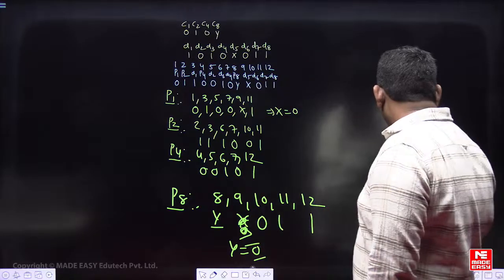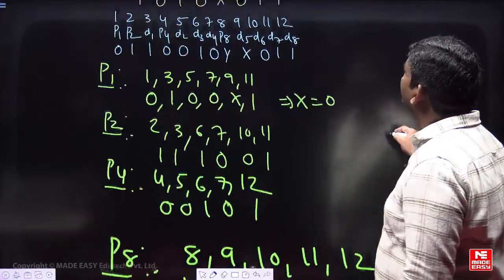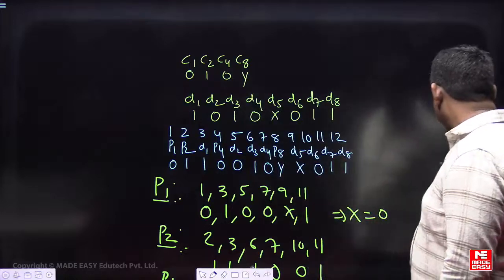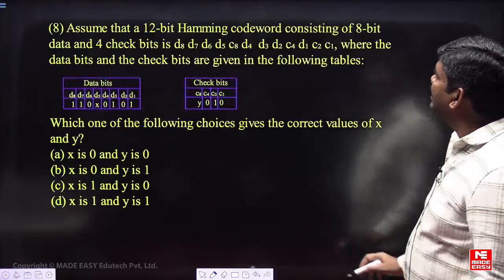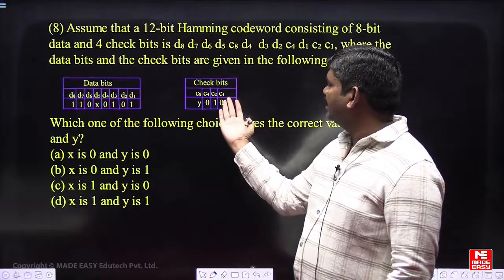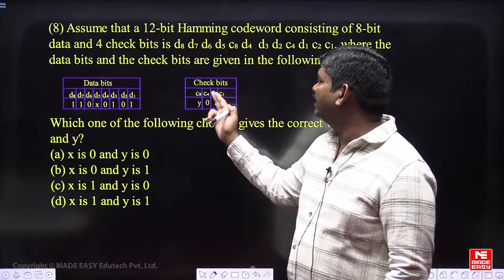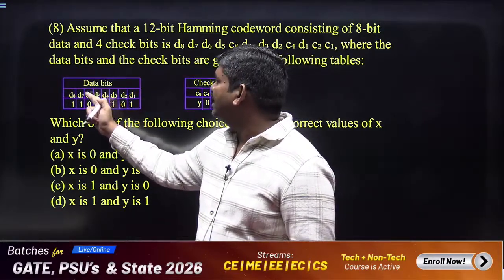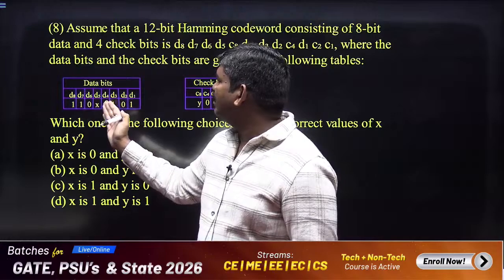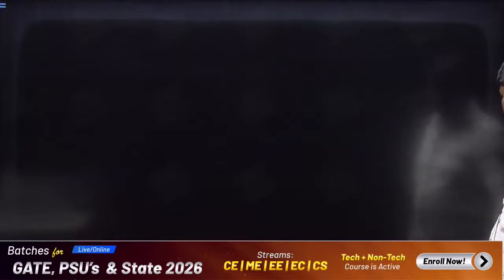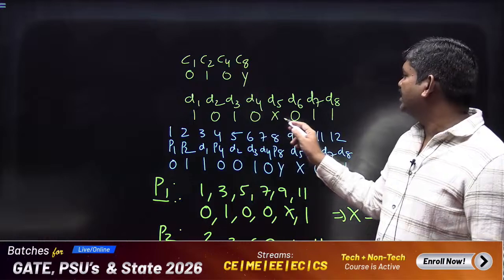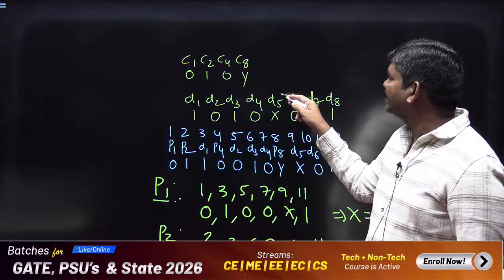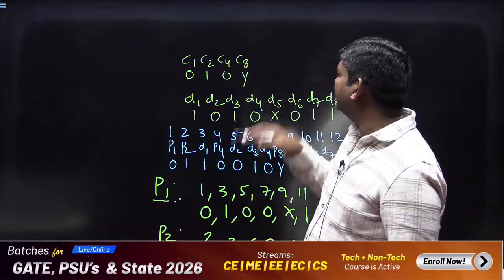You can see here I have taken C1, C2, C4, C8 as 0, 1, 0, y. It is mentioned here: 0, 1, 0, y. I have just written it reversely because I want to write P1, P2, P4, P8. Same for D1, D2, D3, D4, D5, D6; written reversely it is 1, 0, 1, 0, x, 0, 1, 1. So basically this value, either 1 or 0, is what they are asking at D5, and also the parity P8, y, they are asking.